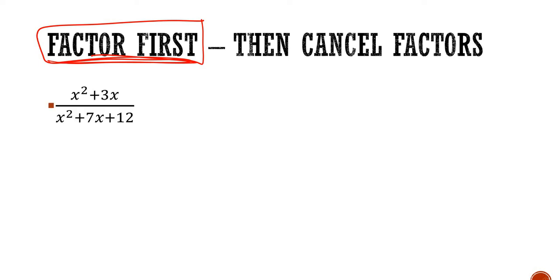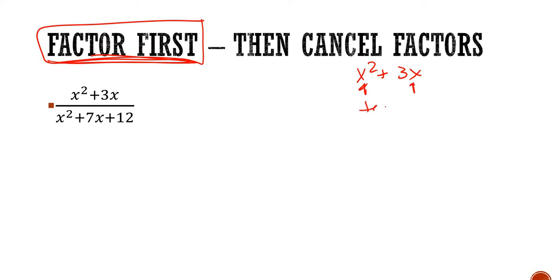Okay, let's try this with some other things. Factor first. Everything must be factored before you can cancel. Do not try to cancel before you factor. It is very tempting to cross off this x squared and this x squared. But those are not factors. Those are terms. Remember the difference.